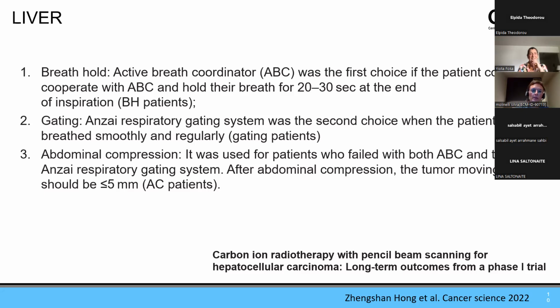So they were using the ABC system if the patient could hold his breath for like 20-30 seconds at the end of inspiration. If this was not possible, they were moving to gating with the ANZAI system, which is a pressure sensor that you can put... we should show you a picture afterwards. We are actually putting the sensor under the treatment mask.